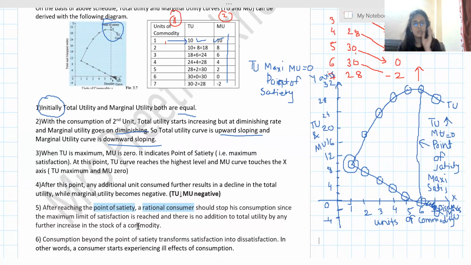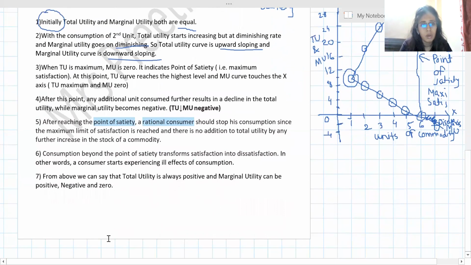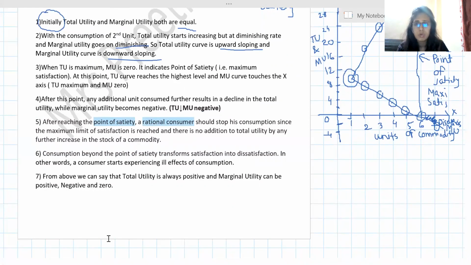Here the question is the relationship between TU and MU. That's why we are showing both comparatively. And the last point is, we can add that TU is always positive. From above we have noticed that TU is always positive. This is also part of the distinction. Okay, if they ask you to distinguish between TU and MU, then you are going to write the meaning, formula, and you can write this: TU is always positive, and MU can be positive, negative, or 0.